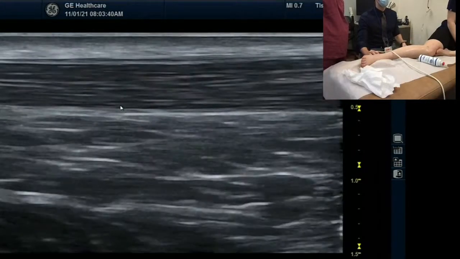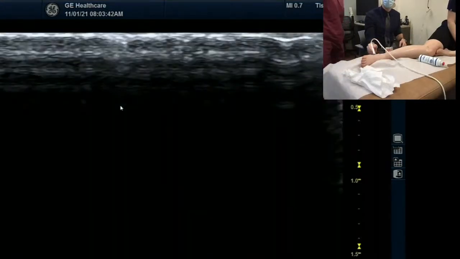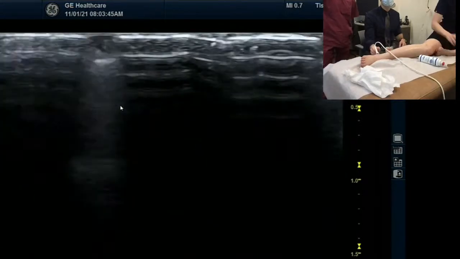Well, this is the Achilles in longitudinal view, and I think that's good for now. That's it.